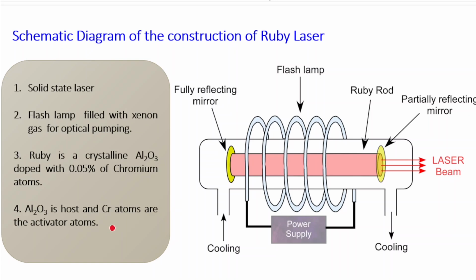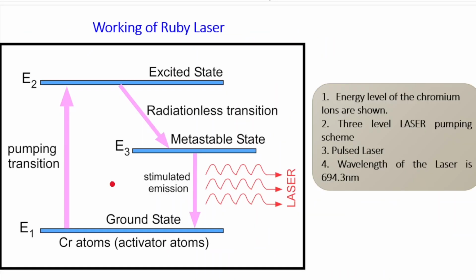Now, chromium atom consists of energy levels. Now, let us see this energy level. It has a ground state, it has an excited state E2 and a metastable state E3. The lifetime of the metastable state is much larger than those of other energy levels. It is around 10 to the power minus 3 seconds. The lifetime of the other energy levels, that is the excited state, is much smaller. So it is around 10 to the power minus 8 second.